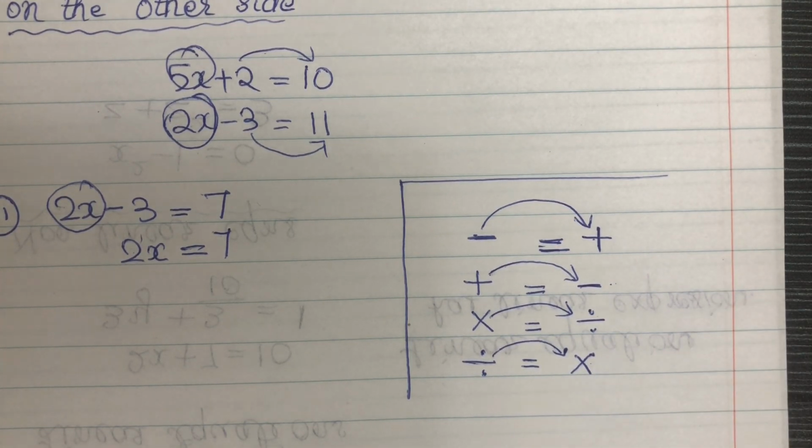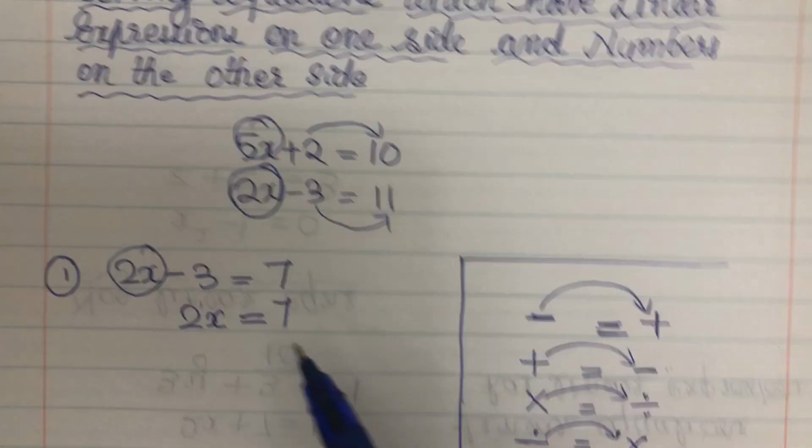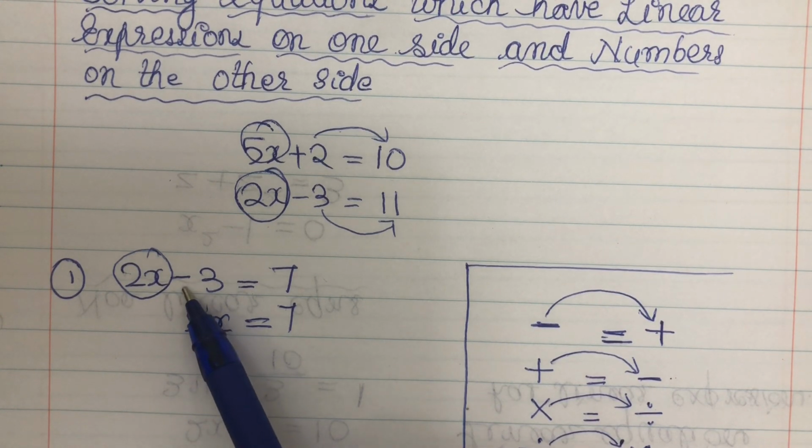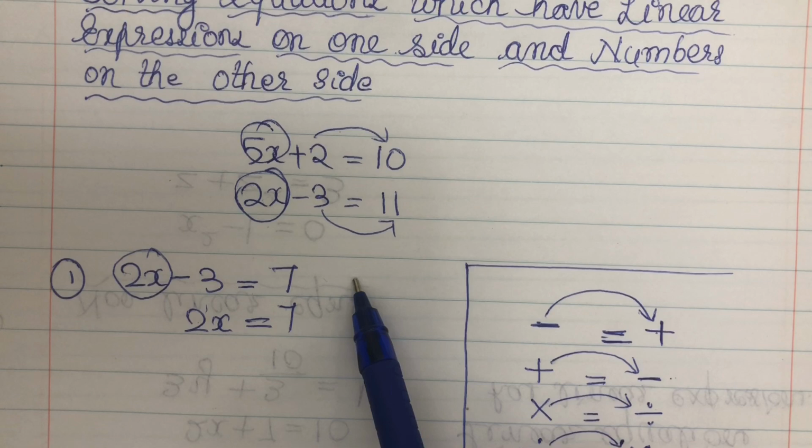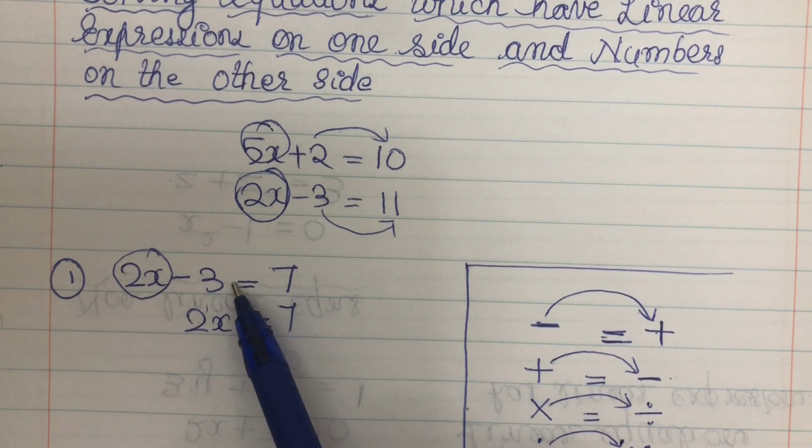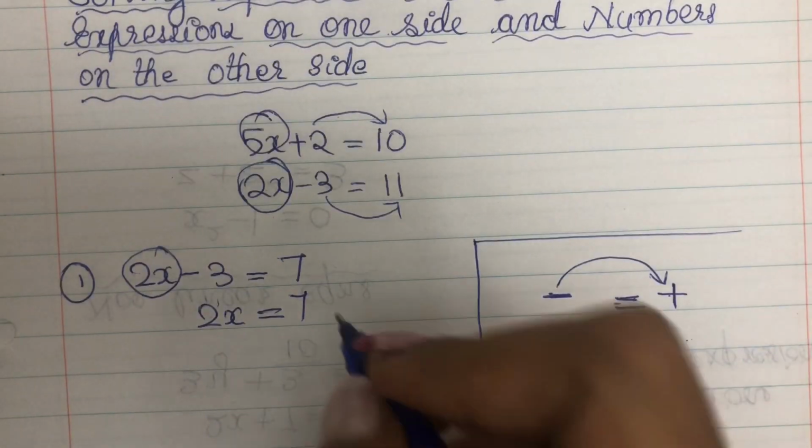So we'll see certain examples. Here, this term is negative, right? So minus 3, we are transferring from the LHS to the other part of the equal sign, the RHS. So it will be what? Plus 3.